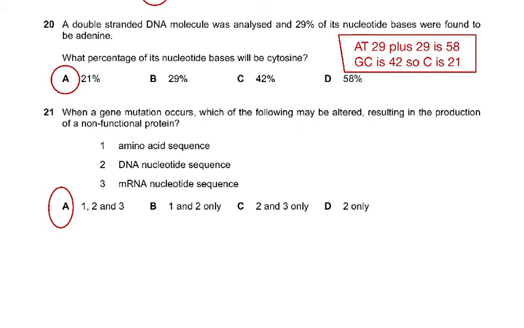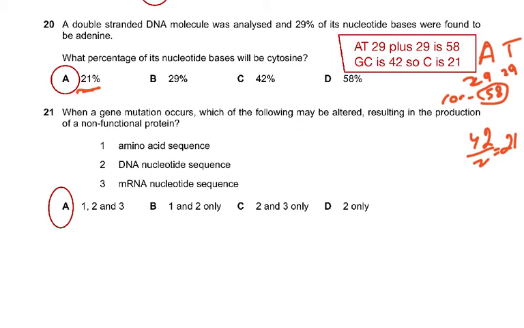Remember A and T. They told you that 29% were found to be adenine. So if this is 29, then T is 29. So 29 plus 29 is 58. Now 100 minus 58, and you're left with 42. So 42 divided by 2 is equal to 21. So you have cytosine 21 and guanine 21.